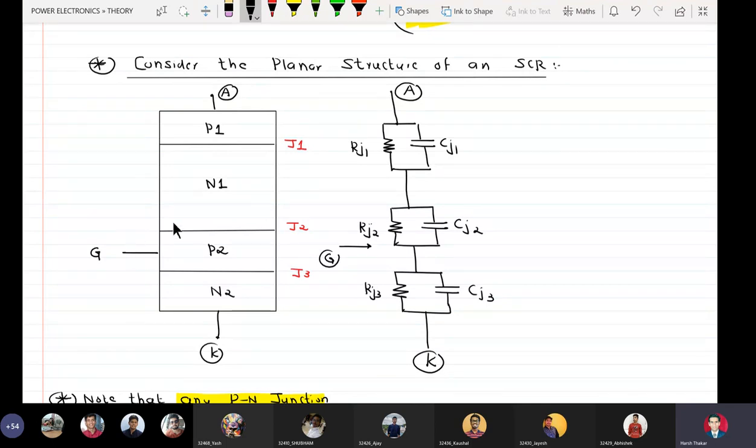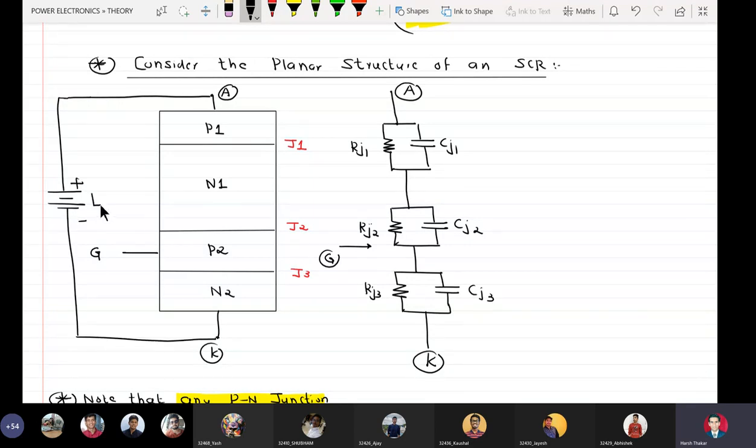Okay, now let us forward bias the SCR. Gate current is 0, let it remain open. So now I will forward bias the SCR by connecting a battery in this fashion, plus and minus. This is E in. So J1 is forward biased, J2 is reverse biased, and J3 is again forward biased, right? So we have forward biased, reverse biased, forward biased.